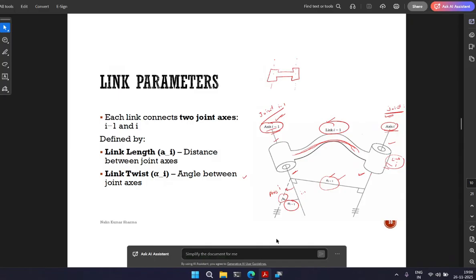Let's say this is my previous joint, joint A, and this is joint B, and this is my z here. The x-axis should be perpendicular to the current z, and it should not coincide, but should intersect the next joint's z axis. That means it should be perpendicular here, and it should intersect the next z axis, like this.